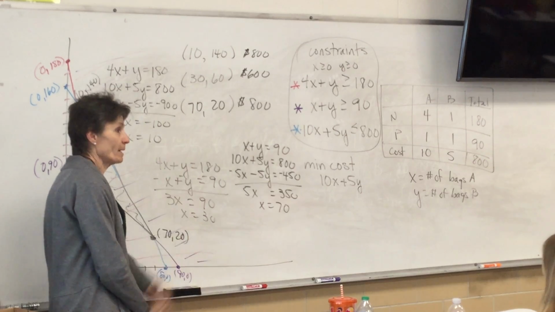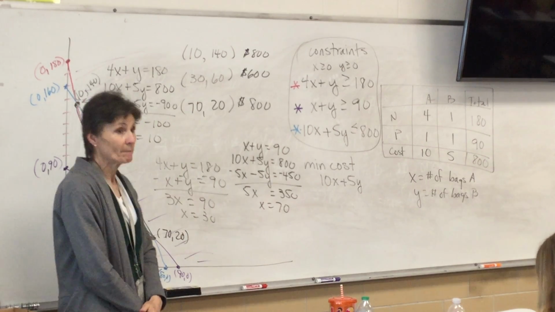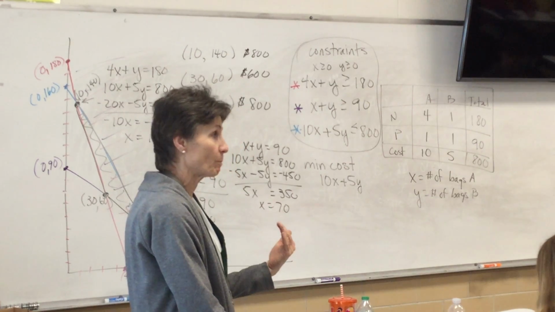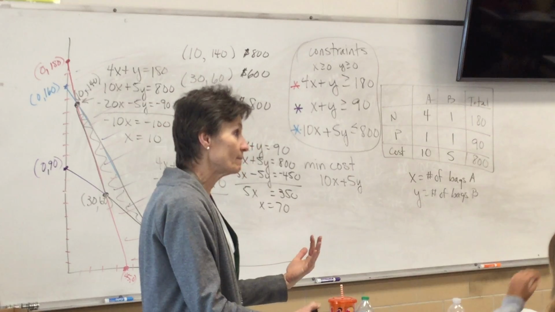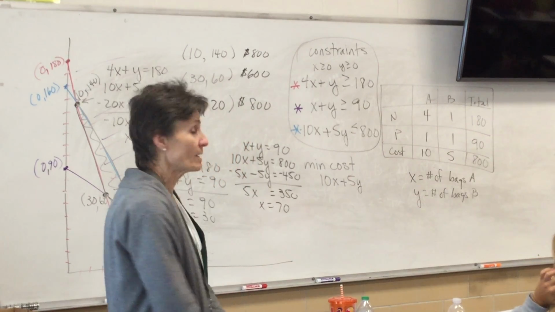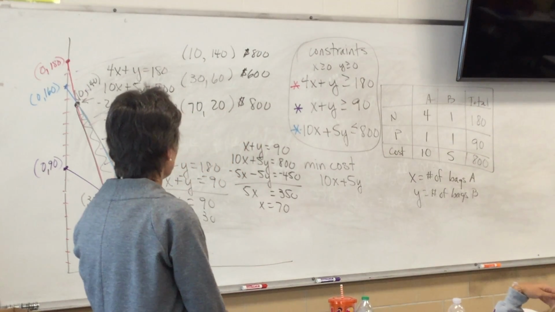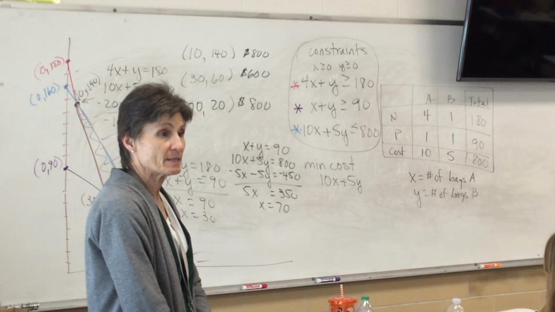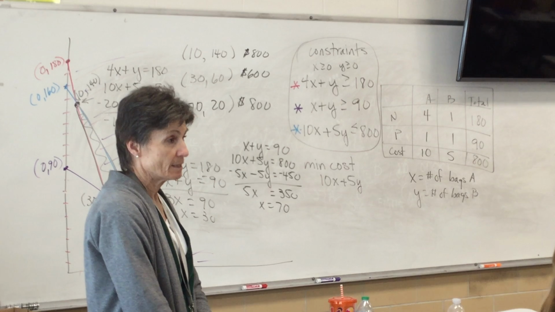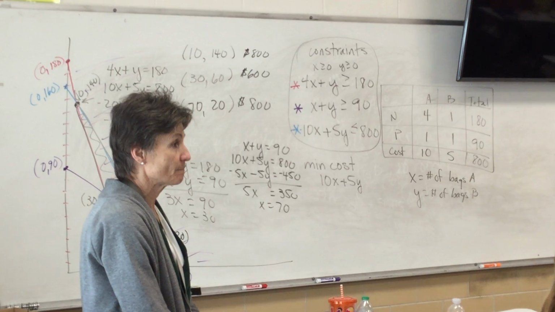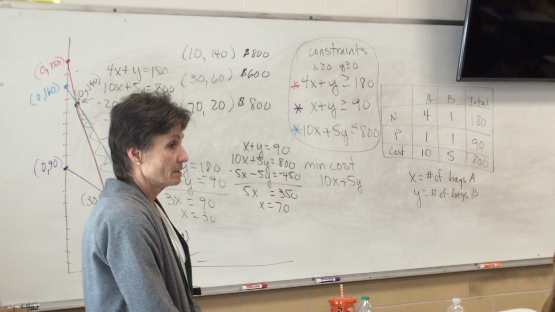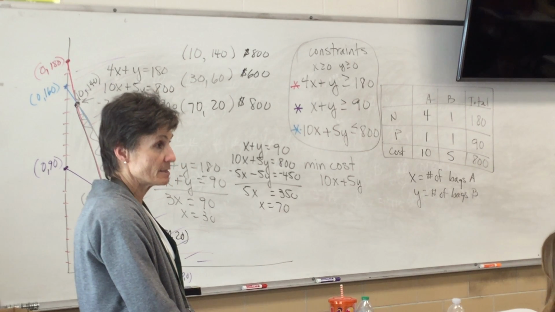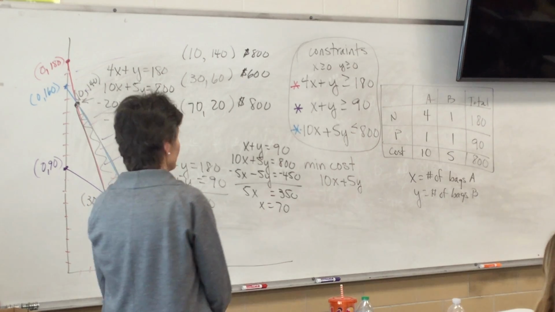So you're the farmer buying fertilizer for your fields. You want to minimize cost, obviously minimize cost. If this were a profit problem, you'd want to maximize it, but we want the minimum. So what are you going to tell this farmer to do? Buy 30 A's and 60 B's. Does that make sense to everybody? 30 A's, 60 B's.